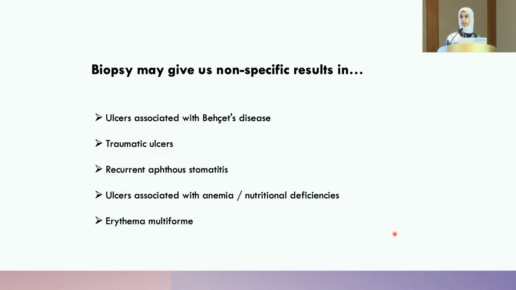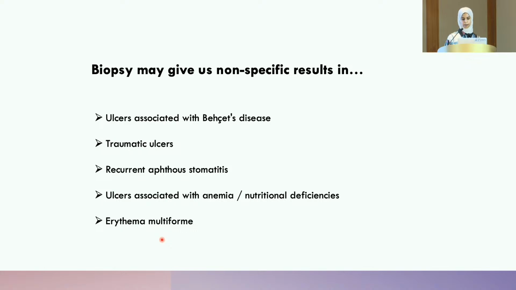So biopsy may give us non-specific results in ulcers associated with Behçet's, traumatic ulcers, RAS, any ulcers associated with anemia, nutritional deficiencies, and EM. And what I mean by this is when you have a strong clinical impression or diagnosis of these diseases, that's the time that the biopsy may not be helpful. So if you have a suspicion for Behçet's disease, a biopsy won't be helpful. If you diagnose a patient clinically with EM, if you were to take a biopsy, the biopsy really won't provide you any additional information. So just biopsy when you're unsure of the diagnosis or you want to rule out any other conditions.